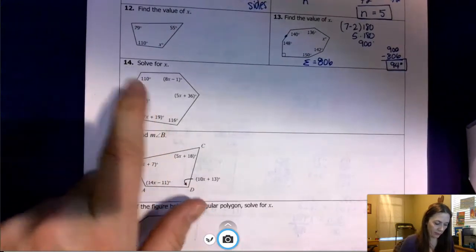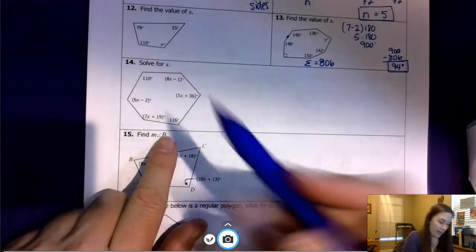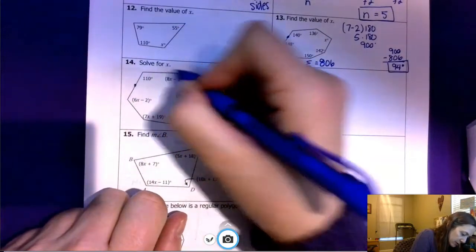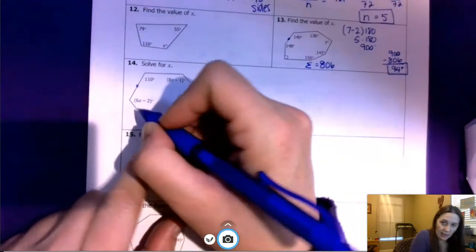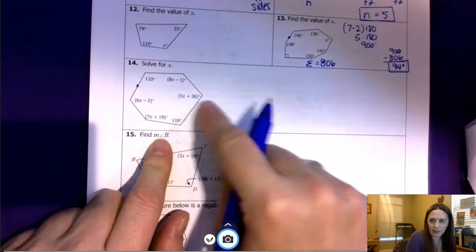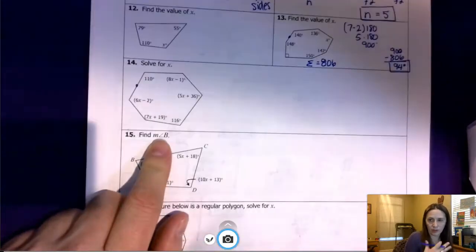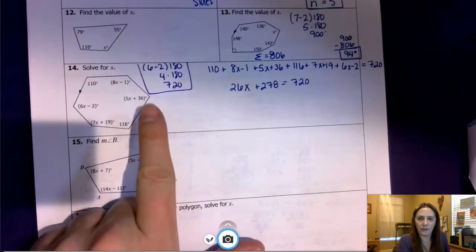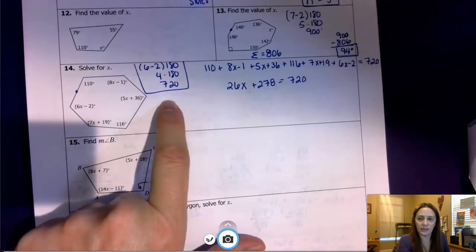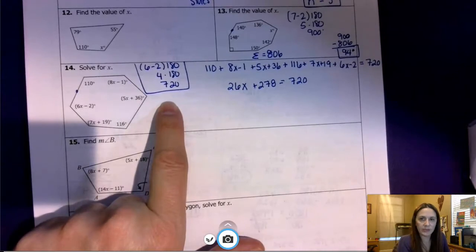I'll go ahead and solve 14 here for us. This has 1, 2, 3, 4, 5, 6 sides. Go ahead and see if you can set this up and solve it. I'm going to pause and do the work, and then I'll show you my answers in just a minute. Here's my initial setup. I know 6 minus 2 times 180 is going to be 720, or hopefully I have that memorized at some point.